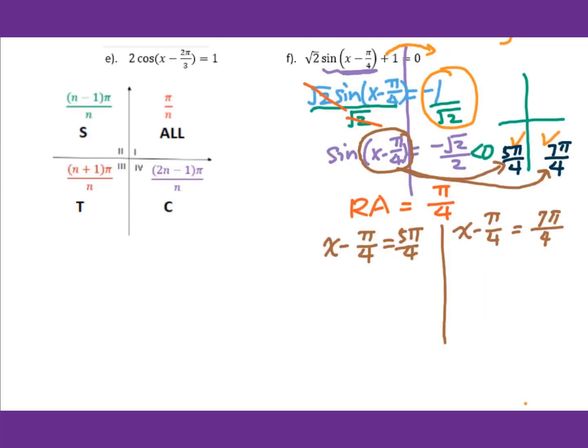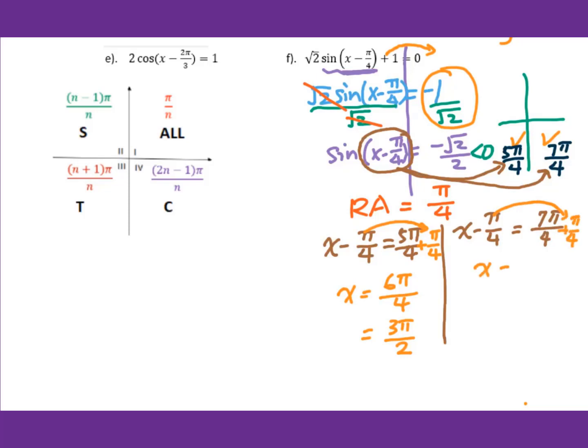Then we solve for x. Cross the equal sign, change sign. So we add pi over 4. X equals 6 pi over 4. Reduce, we got 3 pi over 2. For this part, I add 4 pi.